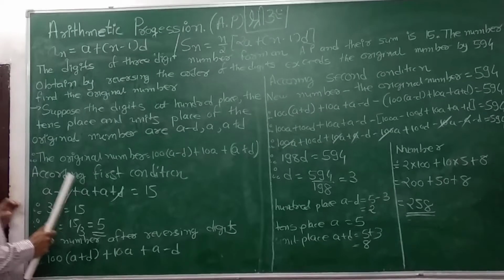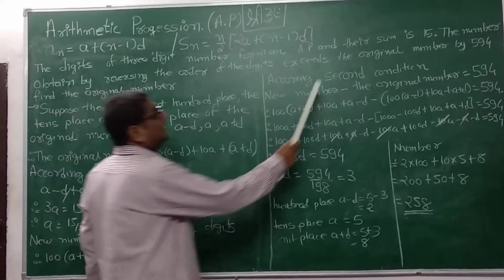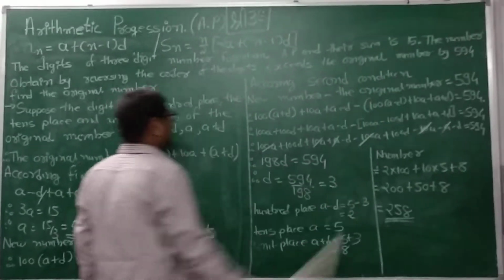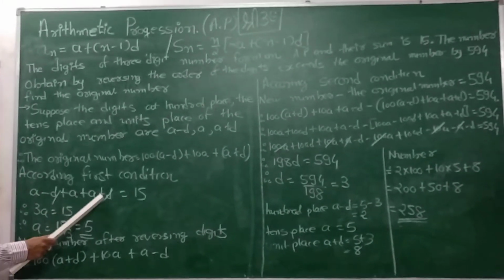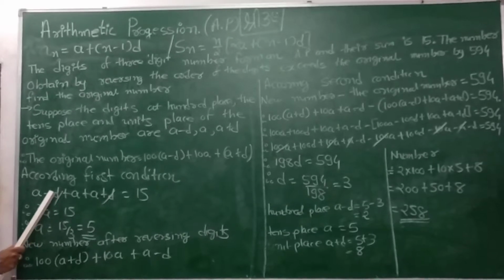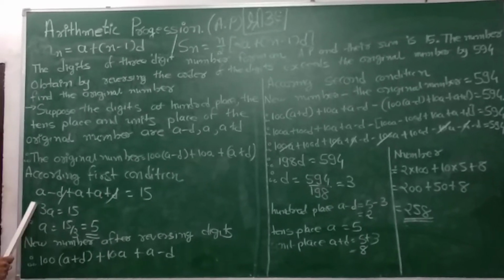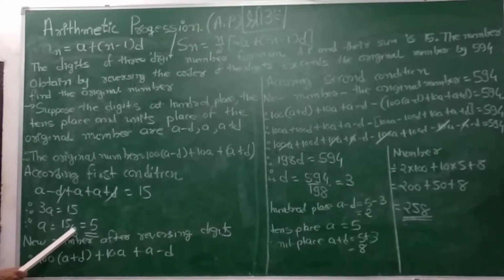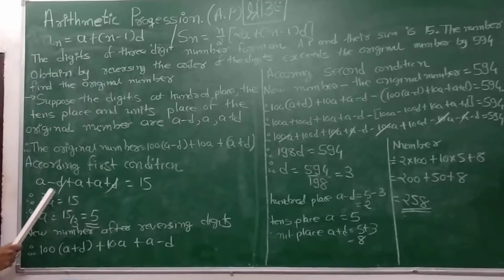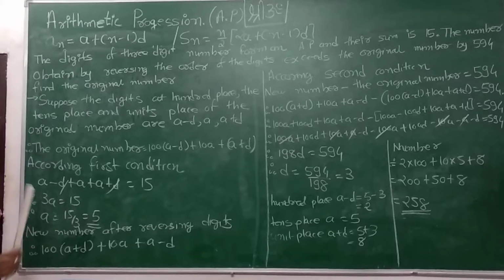So according to the first condition, what does the first condition say? The sum of the digits is 15. So the sum of the digits, that is a minus d, a and a plus d, is equal to 15. So a minus d and a plus d cancel out, that is 3a is equal to 15. So a is equal to 15 divided by 3, by the linear equation, is equal to 5.